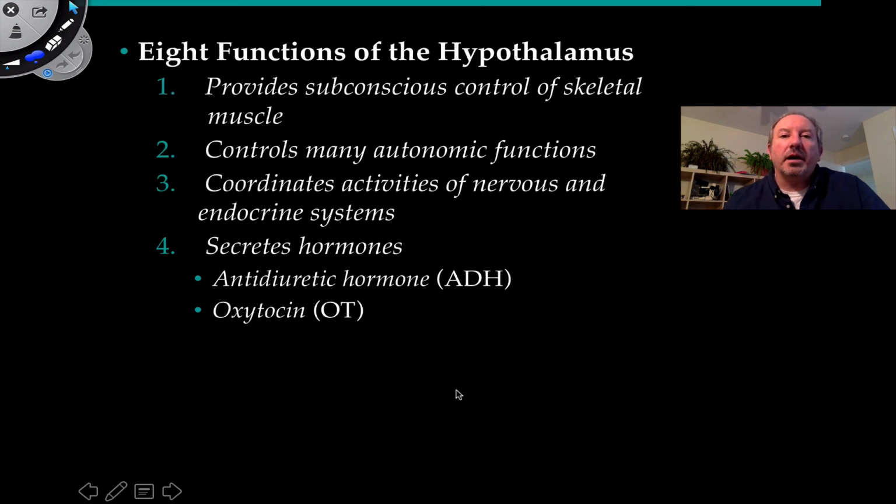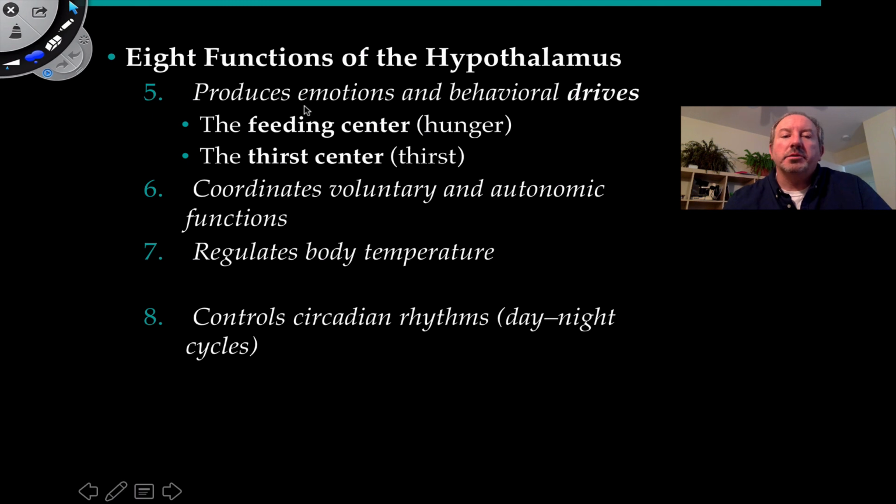Okay, and now finally, some of the functions of the hypothalamus. And again, it provides subconscious control of skeletal muscle. It controls a variety of autonomic functions. It coordinates activities. I mean, it pretty much does almost everything. Nervous and endocrine systems. It secretes these hormones: antidiuretic hormone, which holds on to water, reducing urine output, and oxytocin, which is an important hormone in labor, contractions of the uterine muscular wall. It also produces emotional, I mentioned this before, and behavioral sorts of drives having to do with hunger and thirst.